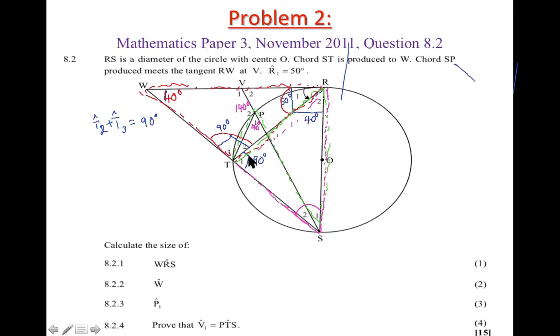Can you see that? So if this angle is 40, and this angle is 90, then the whole of S1 plus S2 will give us 50 degrees. Now we are finding more than we can be asked. So let's go to the question now and see what to do. All right, let me start my solution here.